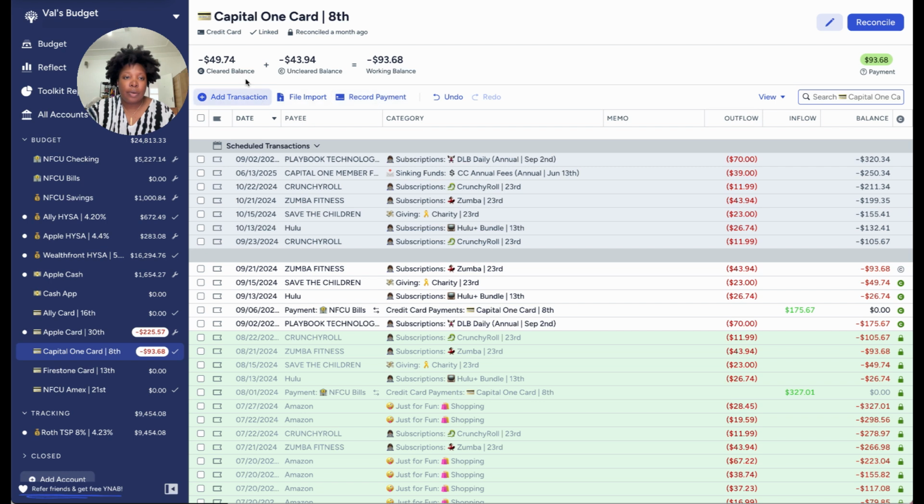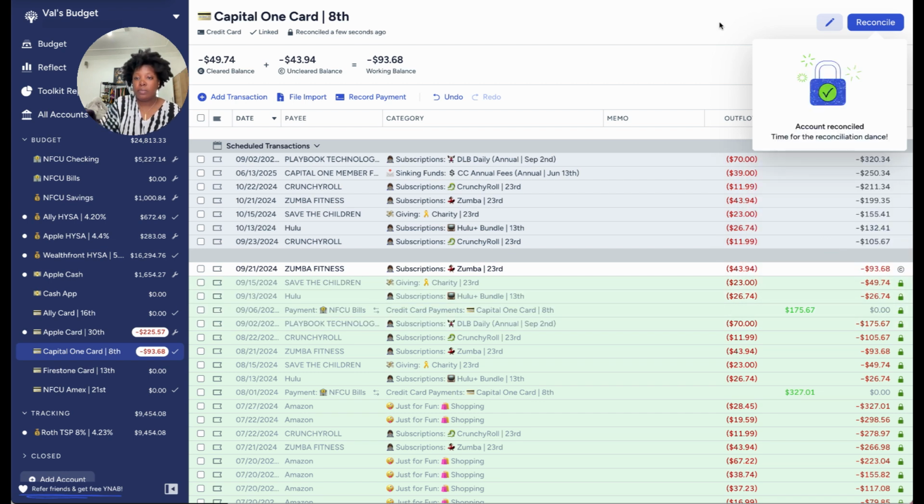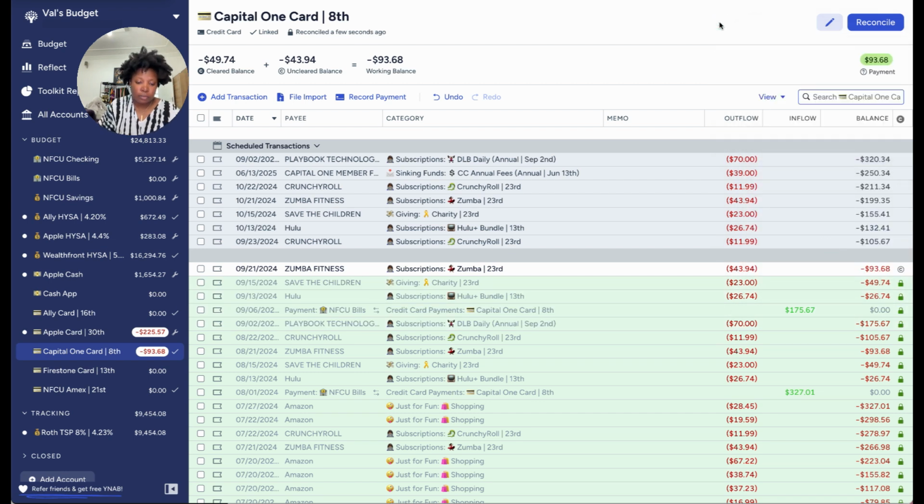So right now my cleared balance is $49.74 because I do have this $43.94 charge still pending on my Capital One card, so I can go ahead and reconcile this account. Now we are all set with that. Next, we're going to go to my Apple Cash.